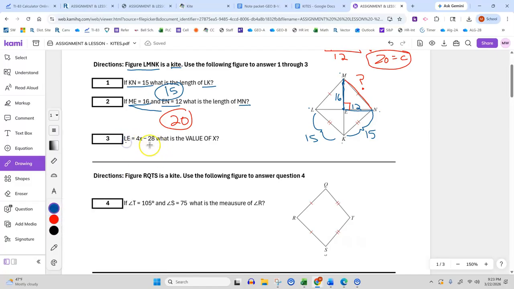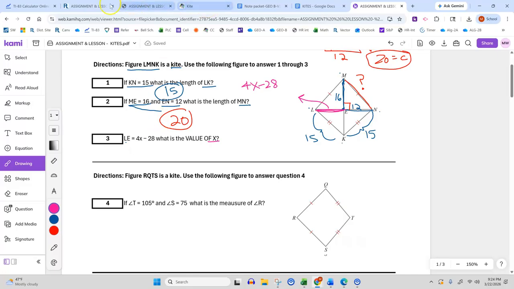3, or LE. So what is LE? It's 4x, so that's going to be this right here. So let me do that in a different color. Let's say, I don't know, let's go right here. So LE, I'm going to write this out here, is 4x minus 28, and we're trying to find the value of x. Well, what is 4x minus 28 equal to? Well, it's LE, right? But what does that equal to?